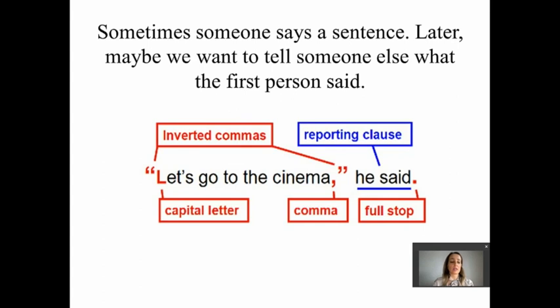Here is one example of direct speech. We've got the reporting clause, he said, and then we've got direct speech: "Let's go to the cinema." You can see inverted commas here, or quotation marks, and a comma as well. There will be some changes when we want to report into indirect speech. So let's continue.